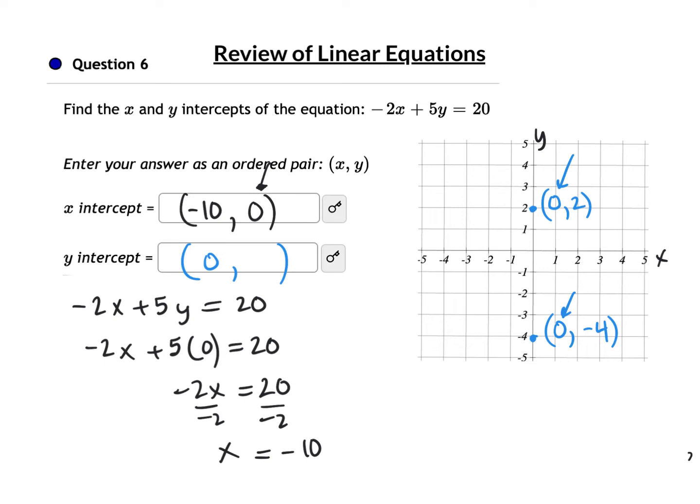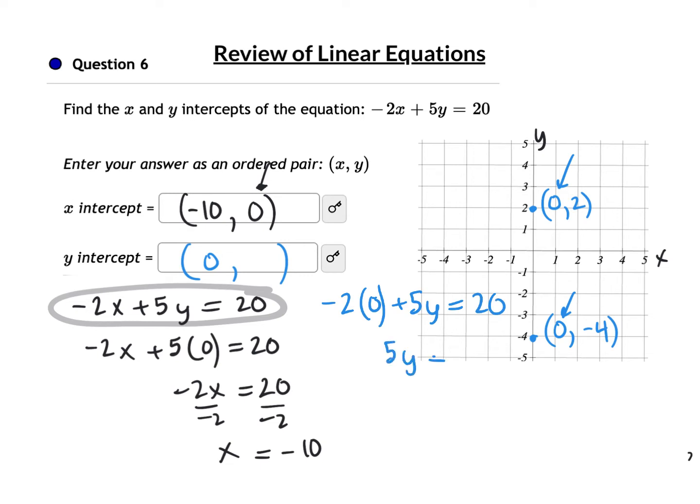Let's repeat that for y. Take that same equation, and let's plug in x is 0. Negative 2 times 0, plus 5y equals 20. Negative 2 times 0 is 0. That leaves us with 5y equals 20. We'll divide both sides by 5, and we get y is 4. The y-intercept is the point 0, 4.